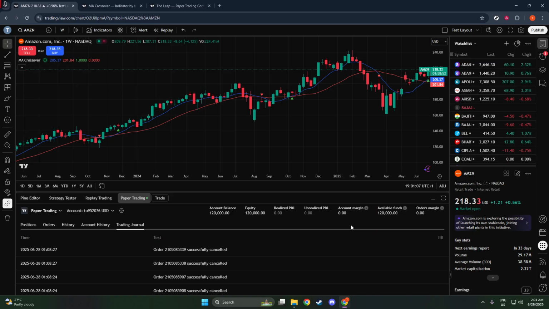So, connecting to the TradingView paper trading account and consistently using the trading journal can significantly enhance your trading skills. It brings a level of organization and analysis that is hard to achieve without it. Keep journaling and watch as it transforms your approach to trading into a more structured and insightful process.